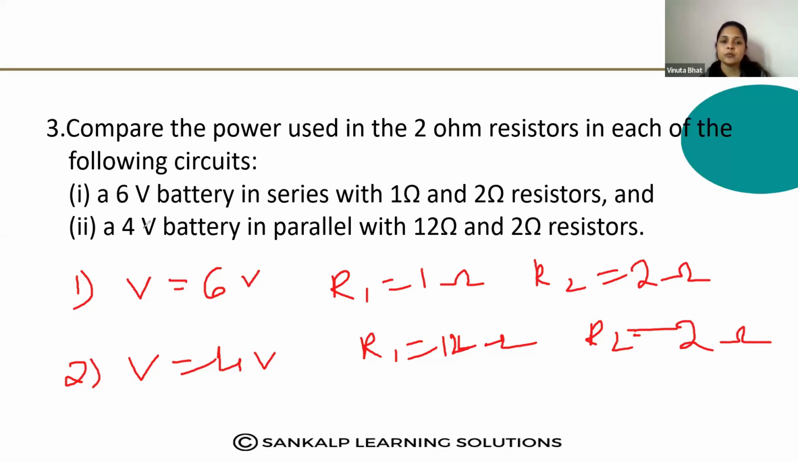So you have to compare the power used in the 2 ohm resistors. Please note down the given data here, R1 and R2 and V. Here, which formula can we apply? P is equal to VI formula we can apply. P is equal to V into I formula also we can apply. Or we can apply P is equal to V square by R. So this is the easy one.